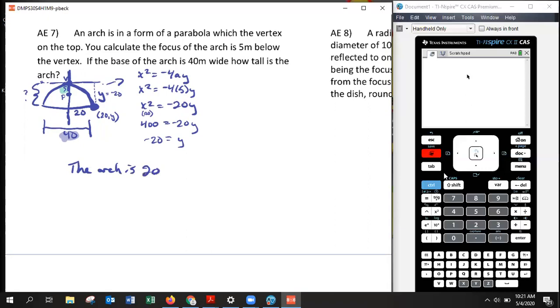So the arch is 20 units. And what are our units? Let's go ahead and look at our problem. These are in meters. So the arch is 20 meters tall. So what we did with this problem was we took the information, we sketched it out. From that sketch, we made an equation, and then from that equation, we answered the problem based off the other piece of information.